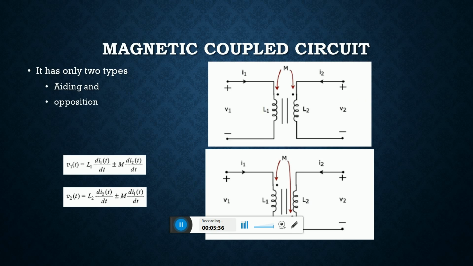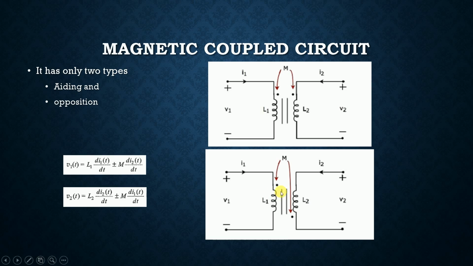Magnetic coupled circuit. Here there will be no physical contact between the two conductors, but it also has two types, aiding and opposition. Here in this diagram you can see the current is entering the dot in one inductor, and in the other inductor the current is also entering the dot. This is called aiding.